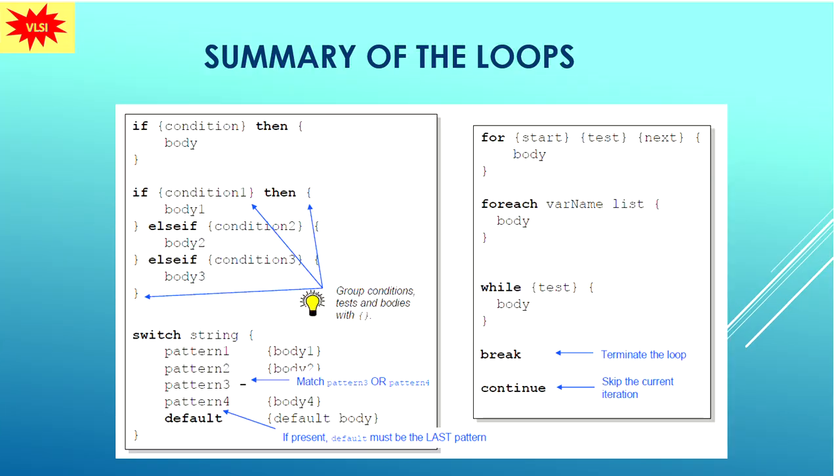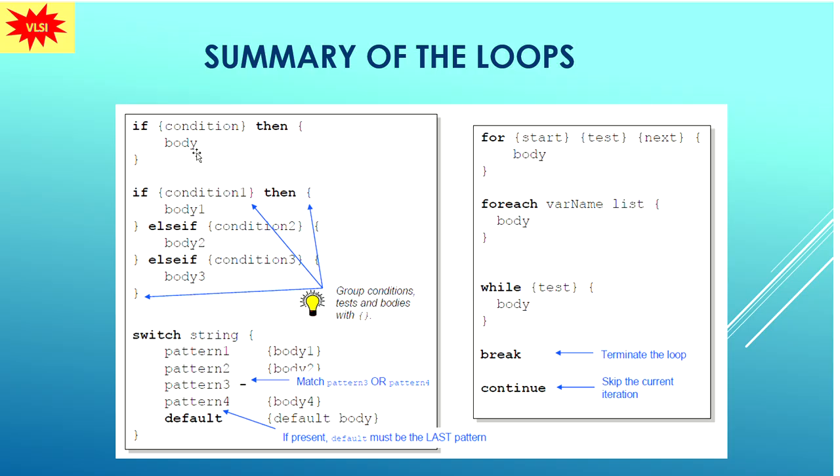Let's quickly go through the summary of the loops. We have seen the if loop, I think 2 or 3 lectures before. So this is the syntax of the if loop. You write if, which is the keyword, together with then. In curly braces, you'll write a condition, and if your condition is met, then whatever commands are present in the body will be executed.